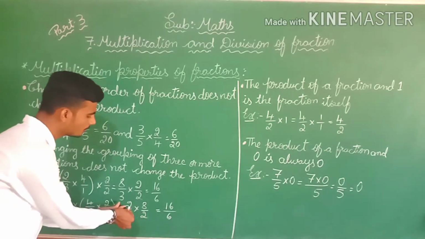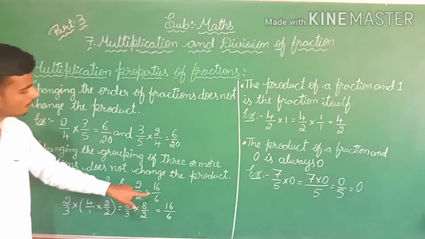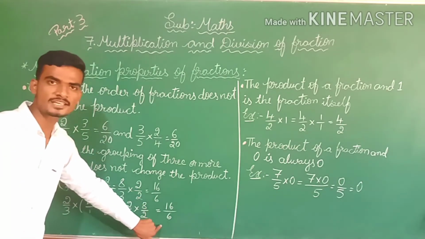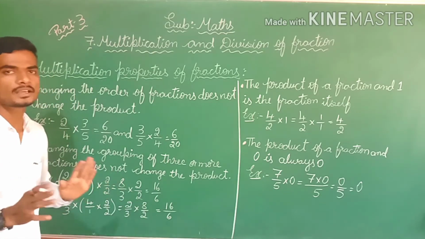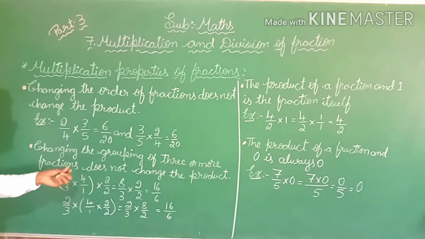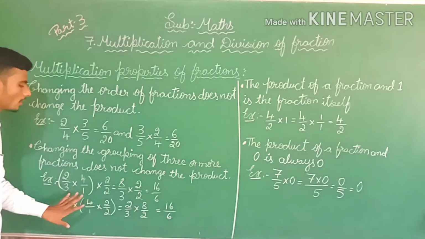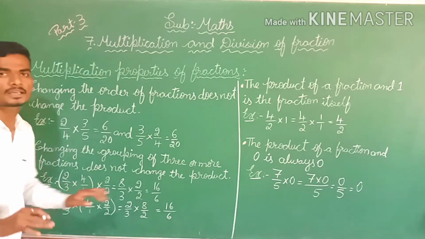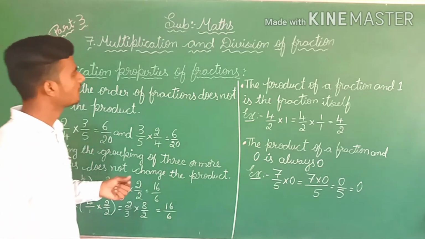See here, 2 eights are how much? 16. 3 twos are 6. See here, the product we got in the first step, in the second step also we got the same product. So changing the grouping of three or more fractions does not change the product. If the grouping changes, the product will remain the same. This is the second property.